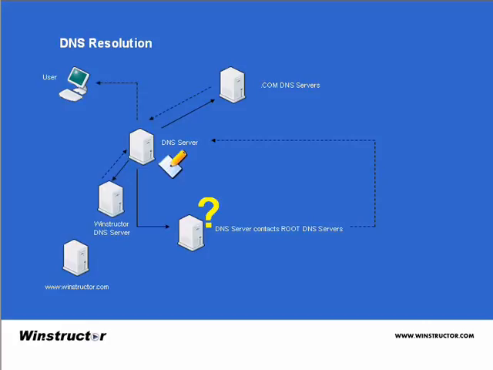So our DNS server then forwards this information back to the client on the port that it requested when it sent the original query. And now our client can contact winstructor.com's web server directly, and then it will retrieve the web page. So in a nutshell, that's how DNS resolution works. It's important to have a good understanding of how DNS resolution works, because armed with this information will certainly help you troubleshoot both client and server name resolution problems.